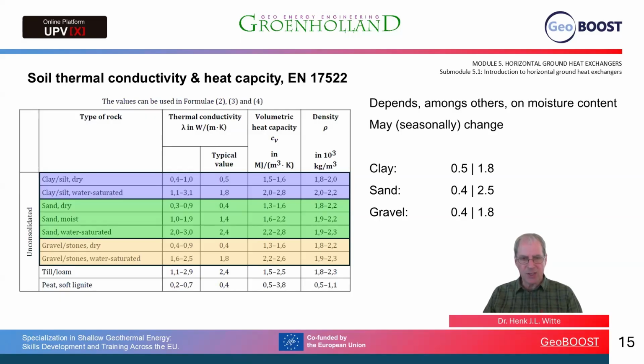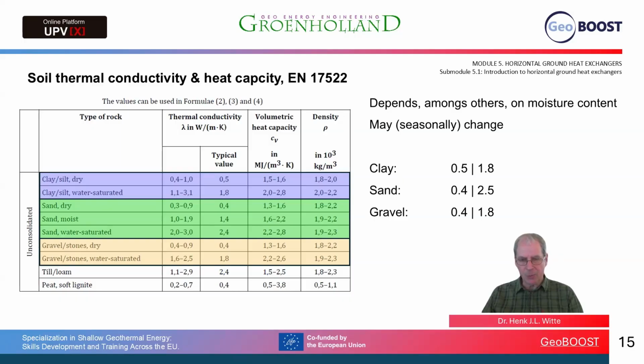The first question is, where can we find reference values? And the answer is they are tabled, for instance, in the European norm 17522. We see here a little table, and I have highlighted for clay, sand, and gravel the typical values for dry and water-saturated situations. For clay, the variation is 0.5 for the thermal conductivity in watts per meter Kelvin for a dry environment and 1.8 for a saturated environment.